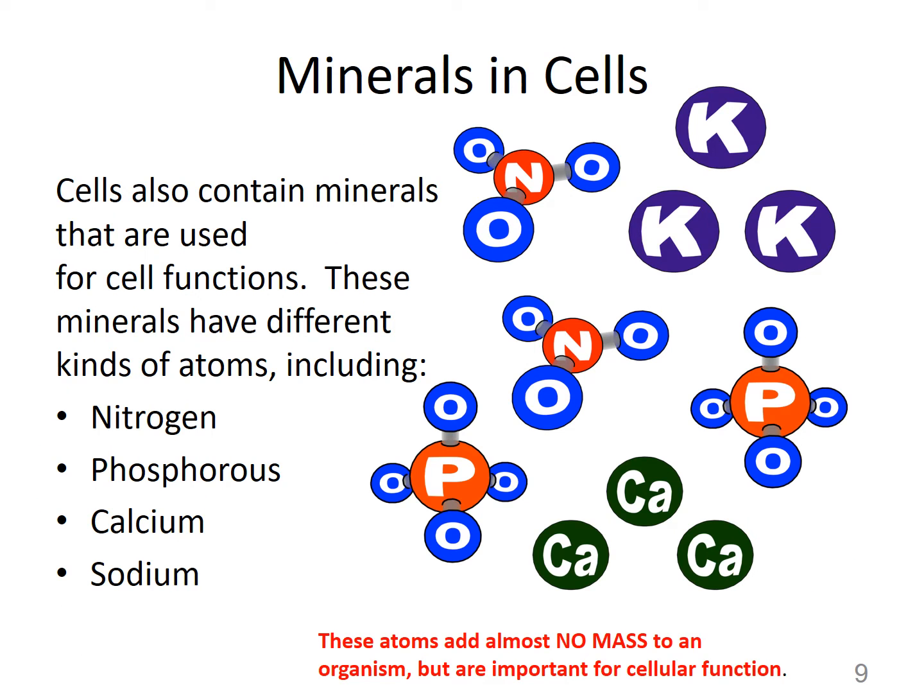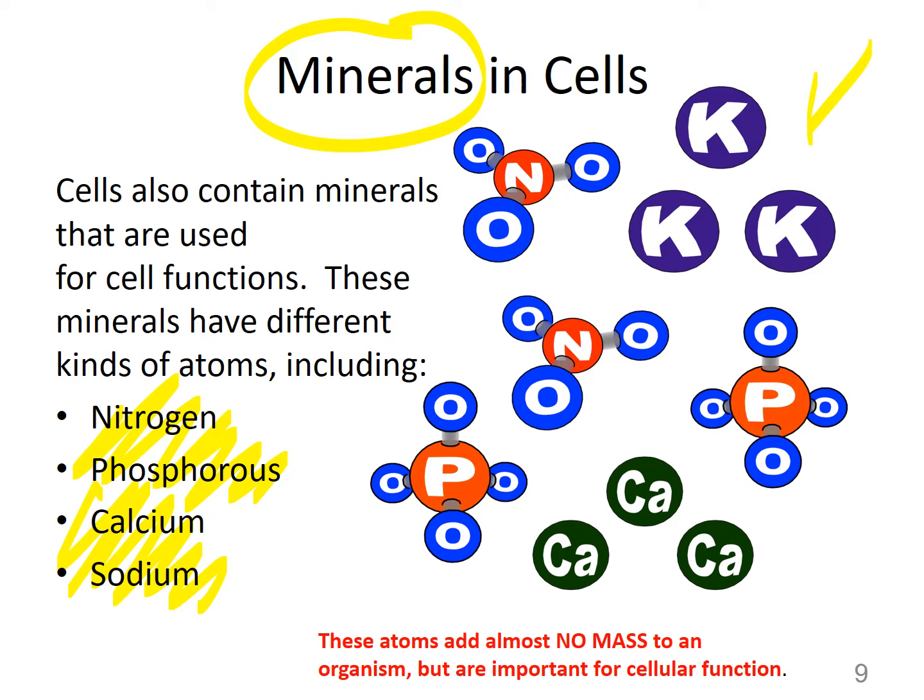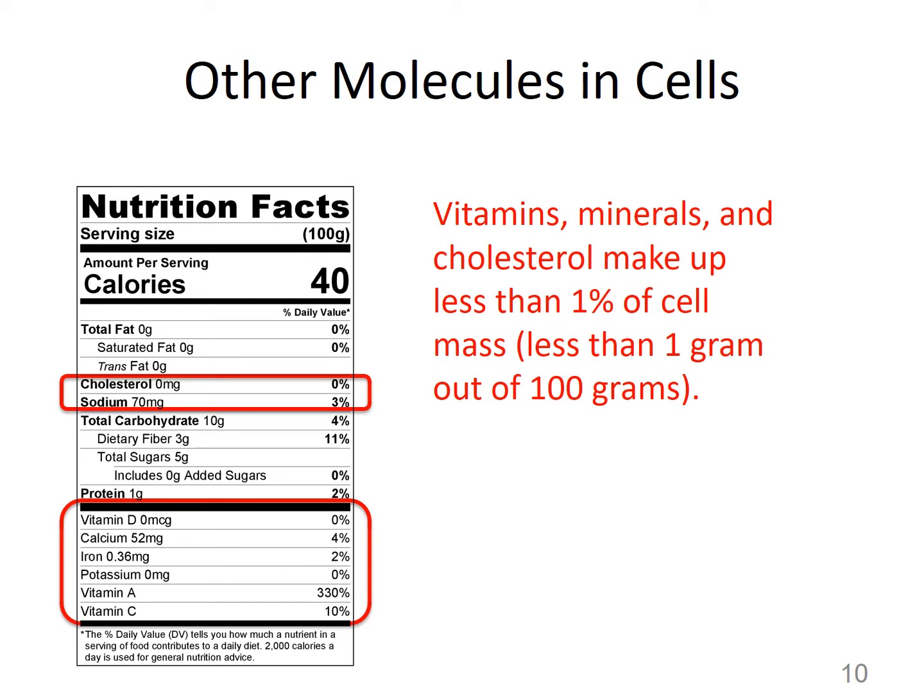So let's think about minerals. If you look at your food label, you'll also see minerals that are listed. You might see iron, you might see calcium, you might see sodium, you might see phosphorus, and those are what we call minerals. So this is potassium, here's calcium. These are really, really important for cellular function, but they don't add any mass, and they definitely don't add any energy to the cell. So if we look here, we see that cholesterol and sodium here, vitamin D, calcium, iron, potassium, vitamin A, and vitamin C add way, way, way less than 1 gram to the mass of the cell.